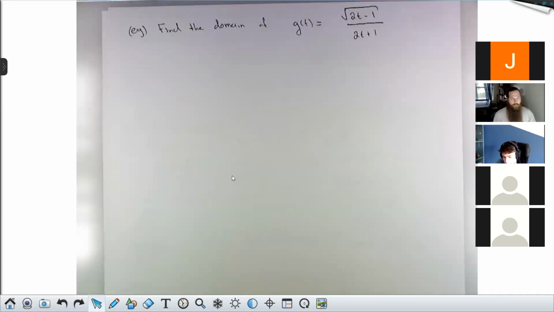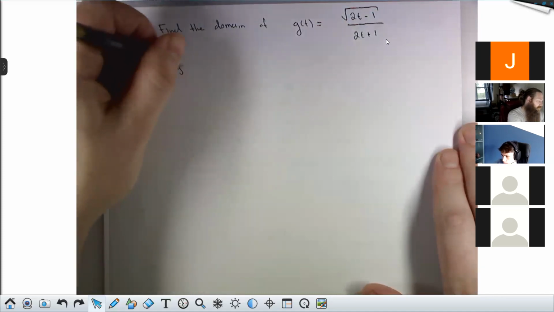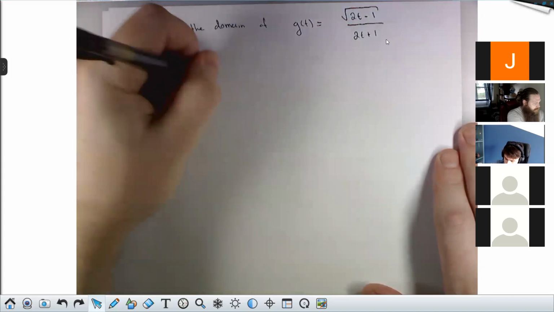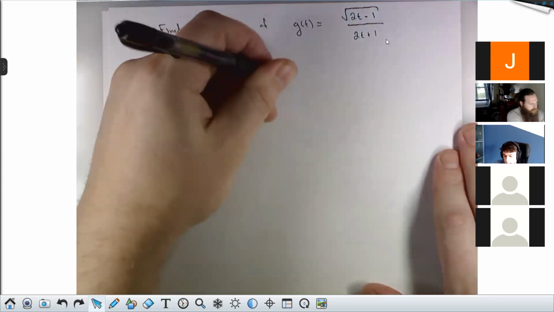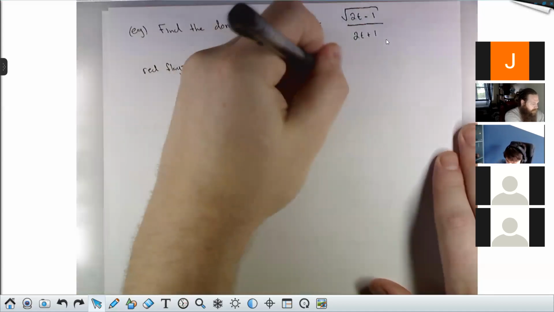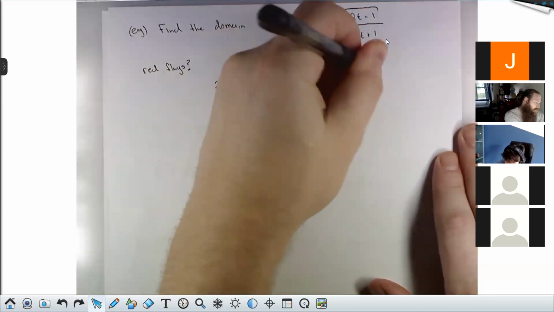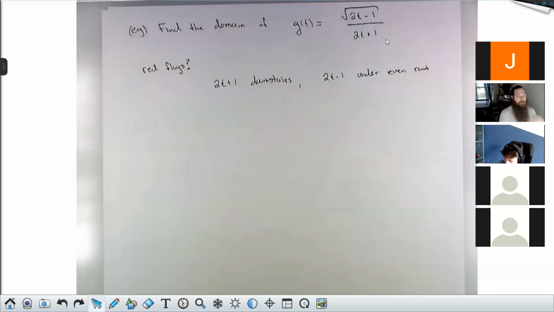Here I have 2 red flags. I do indeed have some variable stuff downstairs in a fraction. And I've got some variable stuff underneath an even root. So we've got both issues here. So I've got 2t plus 1 downstairs, that's a red flag. And I've got 2t minus 1 under an even root. Both of those are potential problems.